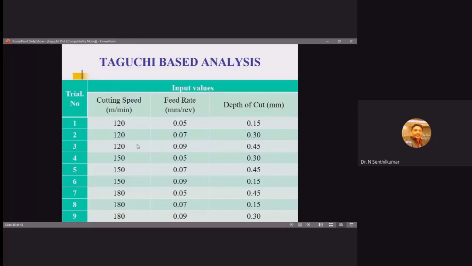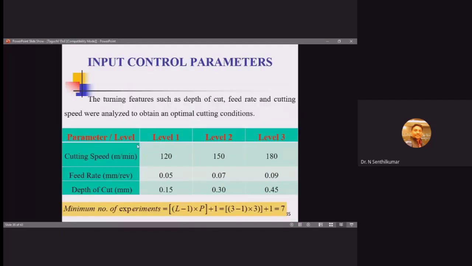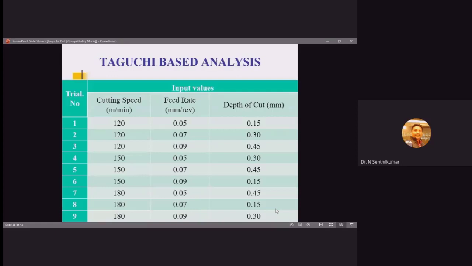Okay. So based on the array selector, I have selected the orthogonal array, and there is another formula that we can also use. So the minimum number of experiments is equal to (L minus 1) into P plus 1. L is the level. The level is 3. So 3 minus 1 into P, the parameters. Cutting speed is a parameter, feed rate is a parameter, depth of cut is a parameter, so into 3, plus 1, which is equal to 2 into 3, 6, plus 1, 7. So the nearest orthogonal array is 9. So I am going to choose 9.